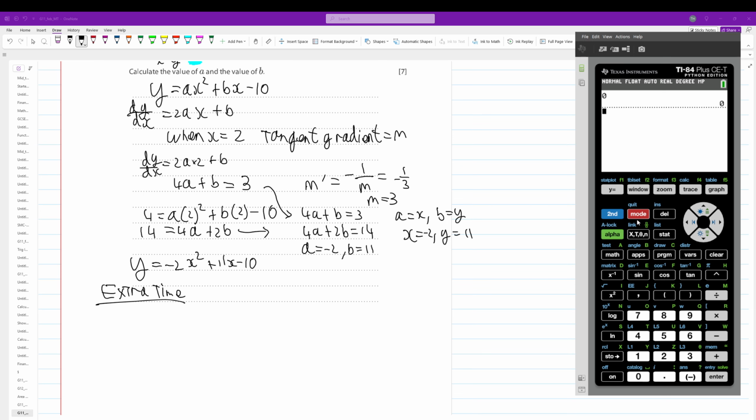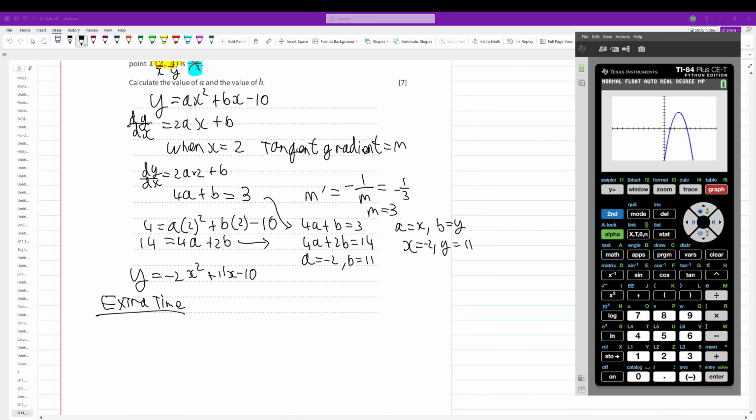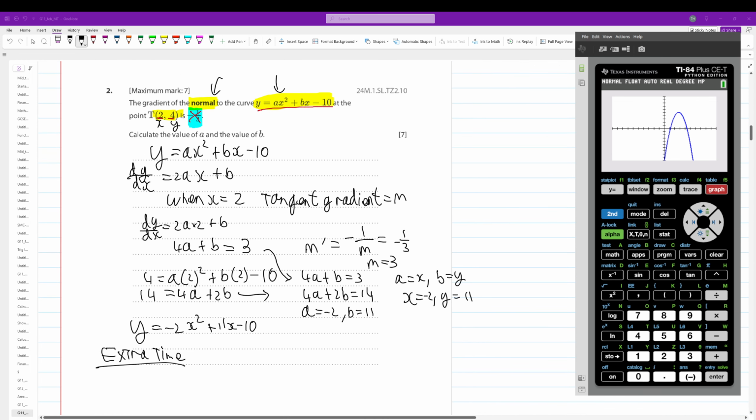Anything like this is so good for double checking because I can plot the function that I figured out, negative 2x squared plus 11x, take away 10, and I can check the numbers that I should have on there. So I should have that when x is 2, y is equal to 4. We're going to use trace to find x is 2, y is equal to 4. Cool. That bit is correct.